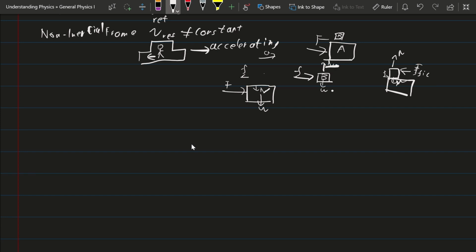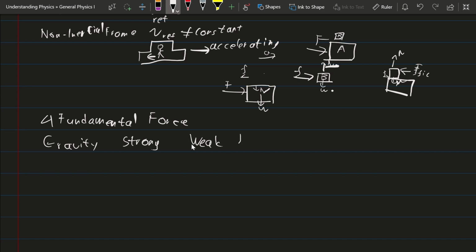Basically, you would have four fundamental forces, which are gravity, the strong force, the weak force, and the electromagnetic force.